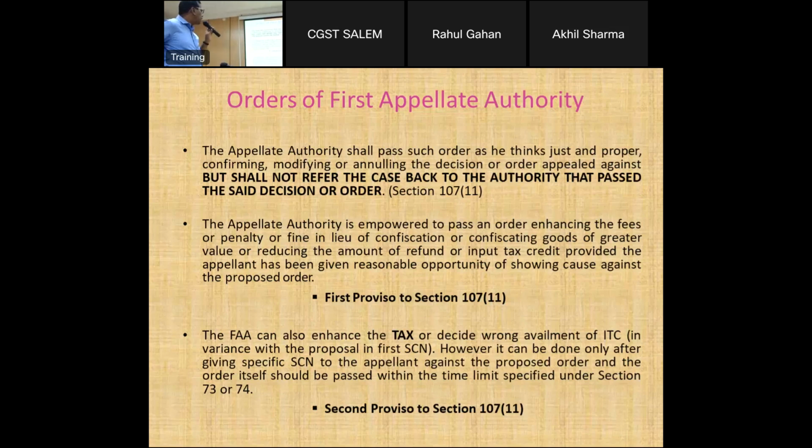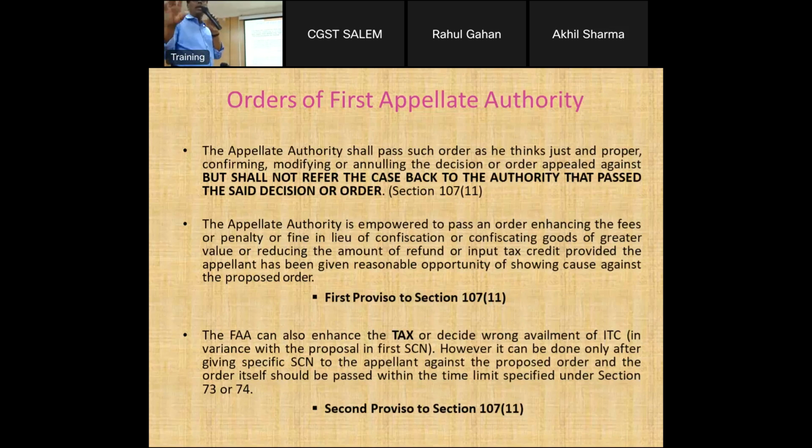The first appellate authority can decide on wrong availment of ITC only in line with the proposal in the first SCN. It can be done only after a specific SCN is given for the proposed order, and the order itself should be passed within the time limit. Once the SCN is issued, the appellate authority can enhance the tax from that amount, and decide on wrong availment in line with the proposal in the first SCN.